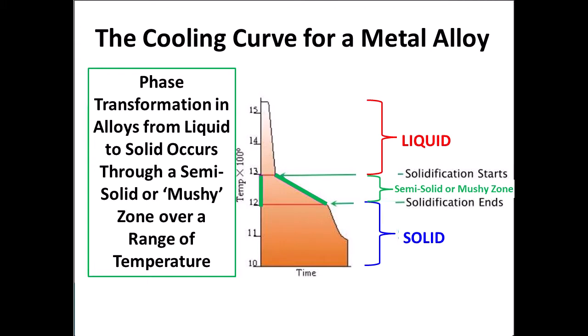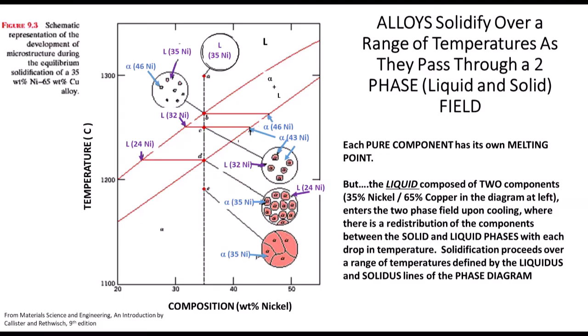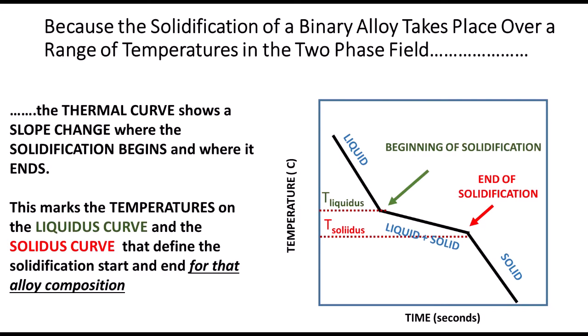We can apply the lever rule here to determine the fractions of liquid and solid present. As we continue cooling down, the amount of solid will continuously increase, and the amount of liquid will continuously decrease until we reach the solidus curve, at which point all the liquid is converted to solid, and the solid will continue to cool.